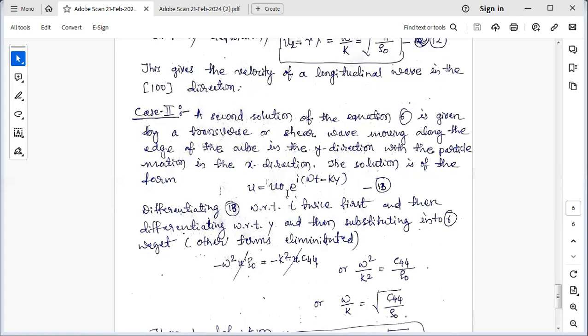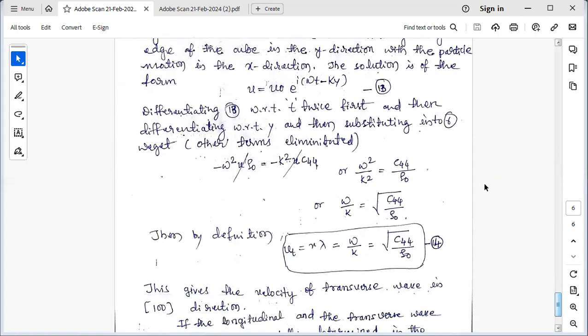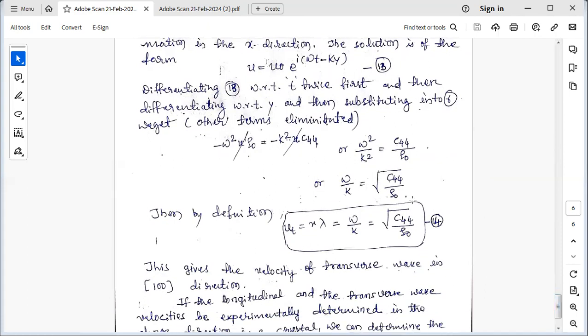Again, we assume that the solution is of this form: u is equal to u naught into e raised to i (omega t minus ky). As usual, we differentiate this with respect to time twice and with respect to y twice. After substituting all these things, just like I did for the longitudinal wave, cancel the omega, and we write omega square by k square is equal to C44 divided by rho naught, or omega by k is equal to root of C44 by rho naught.